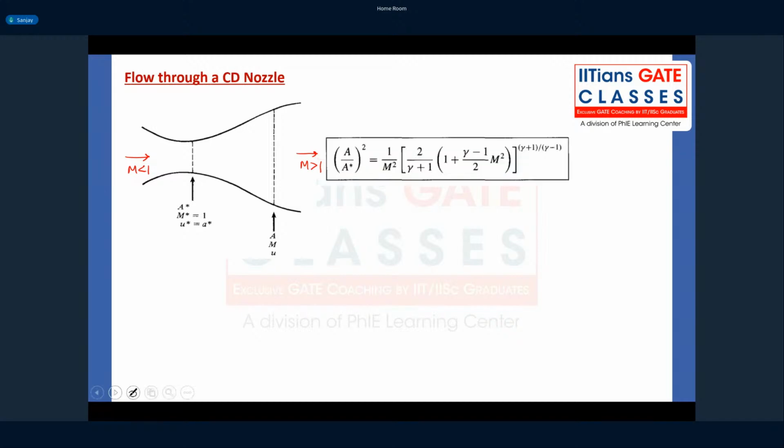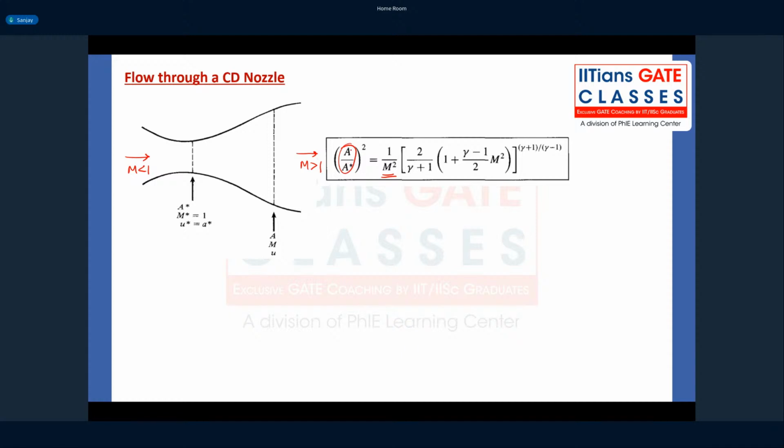Now, if I consider an isentropic flow, an isentropic flow means there are no irreversibilities, there's no heat transfer. It is simple isentropic flow, which follows isentropic relations. So you can derive a relation between the area ratio and the Mach number.